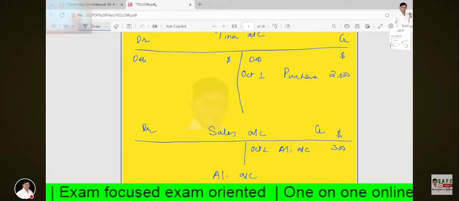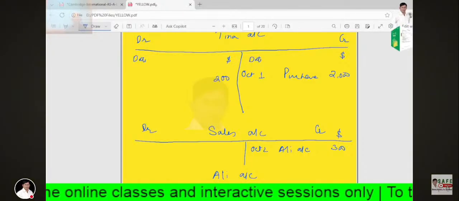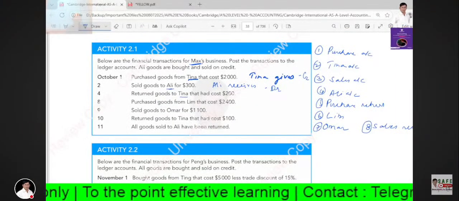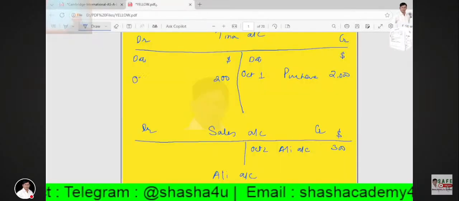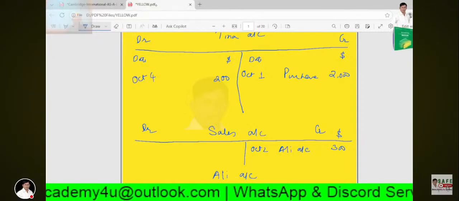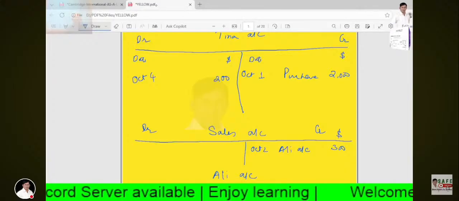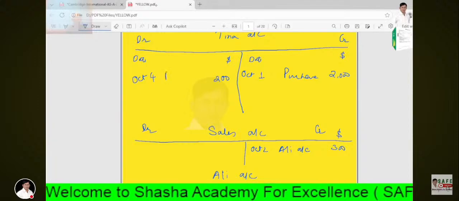Tina account will be debited with 200. On what date? On 4th October. October 4th, Tina account is debited with 200. But why are we debiting Tina? Because we have returned goods to her. So, purchase returns.